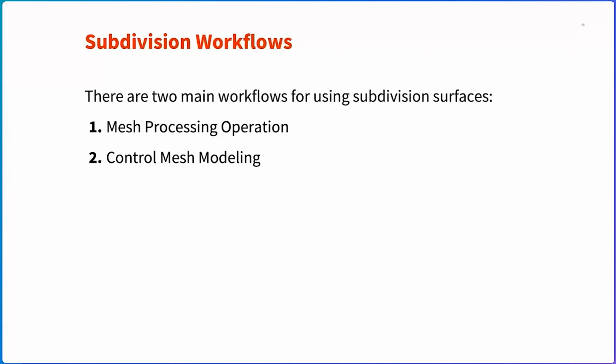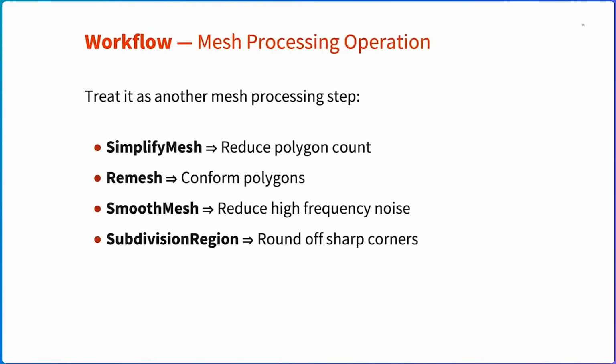There are two general ways you might work with subdivision regions. The first is as a mesh processing operation, and the second is with control mesh modeling. Starting with the first here, we can treat our subdivision region as a mesh processing operation. These mesh operations take a mesh as an input and then return a processed mesh as an output, typically as a one-time action. In version 14.3, we saw the introduction of a few such operations.